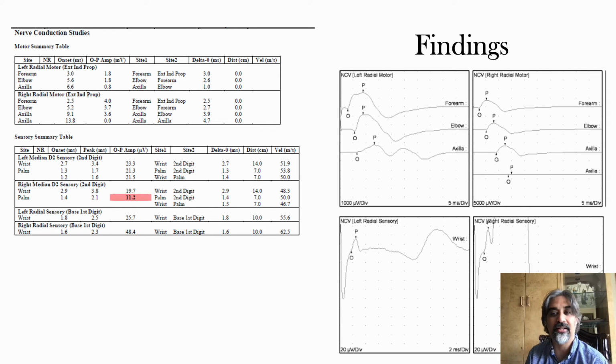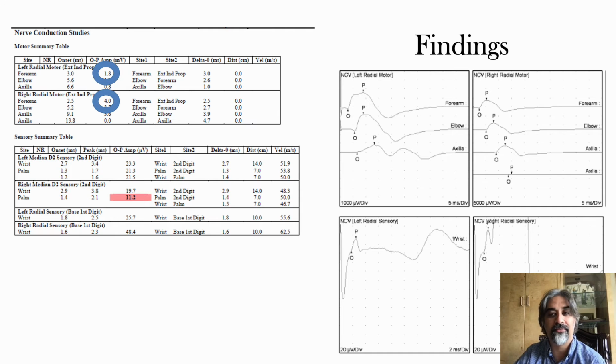So let's really get into the details of this study. You'll notice we have bilateral radial motor and sensory studies shown along with their waveforms. We also see bilateral median sensory studies. Here's how I would interpret it. First, let's focus on the motor responses.